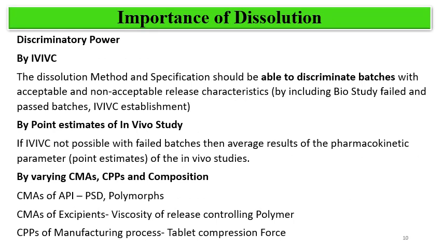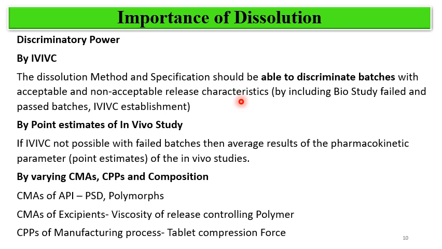Then coming to the discriminatory power. So discriminatory power of a dissolution method is the ability of the method and specification to distinguish between the good batches and the bad batches. That means the batches with acceptable release profile and the batches without acceptable release profile. So the dissolution method and specification should be able to discriminate batches with acceptable and non-acceptable release characteristics.